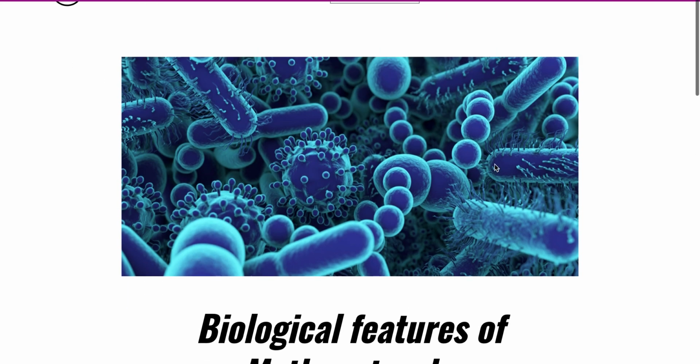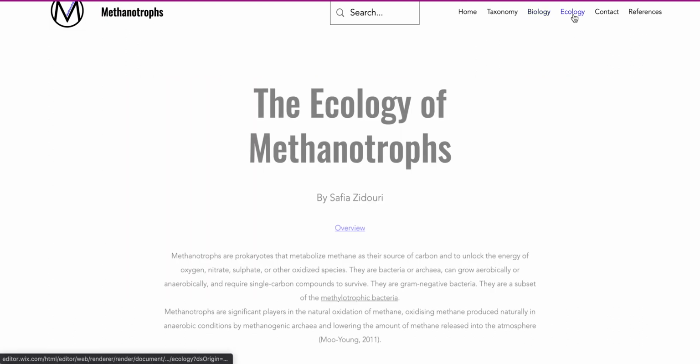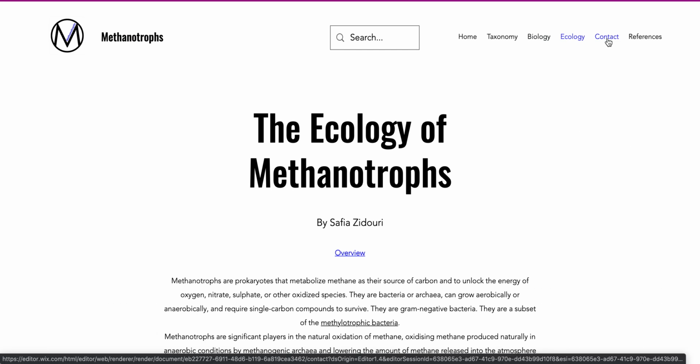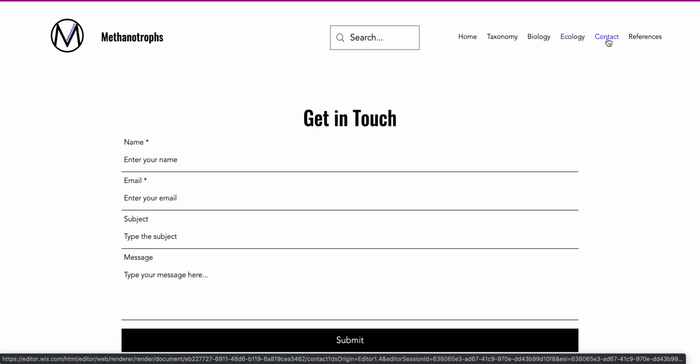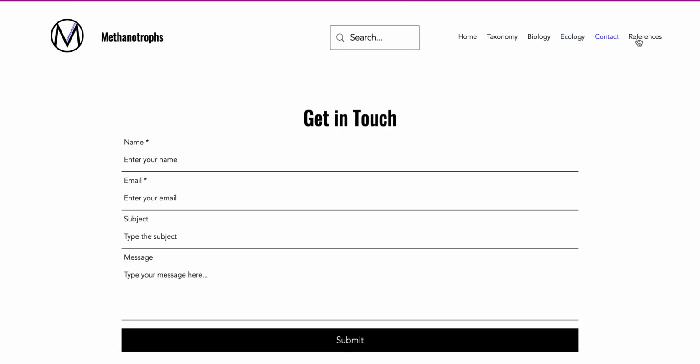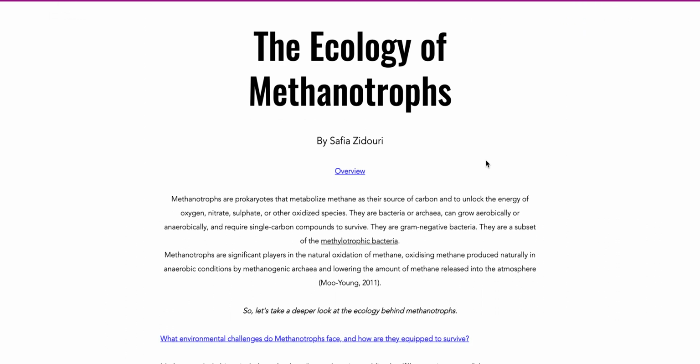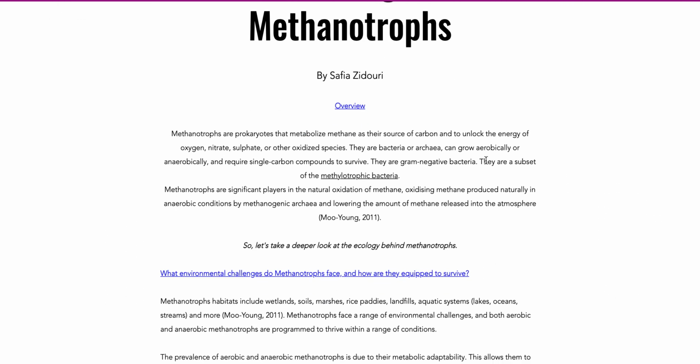So biology and ecology here. You also have the contact details if you want to get in touch, and the references, but we'll go on to that later. So starting with ecology, this is basically an overview of what methanotrophs are and their ecology in particular.